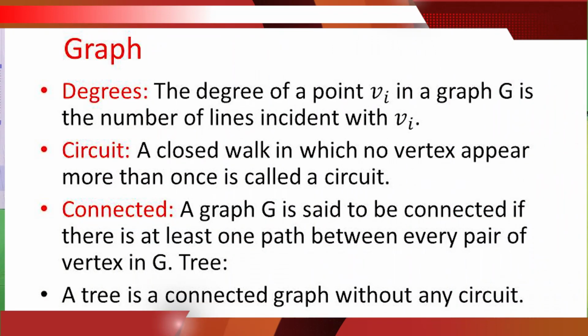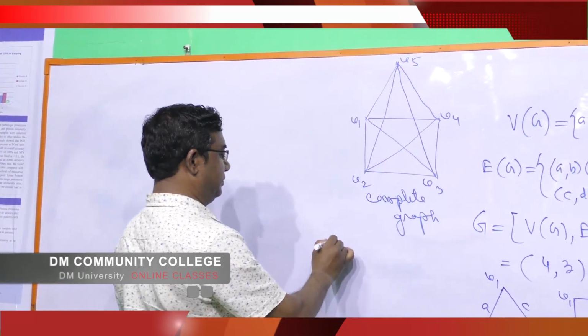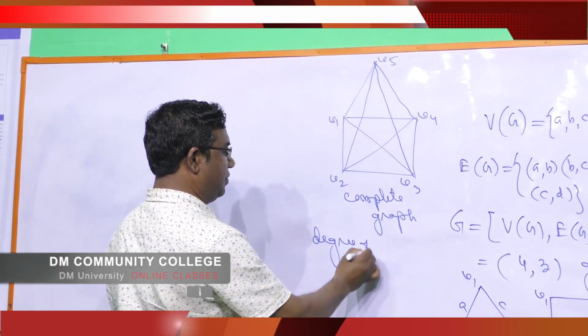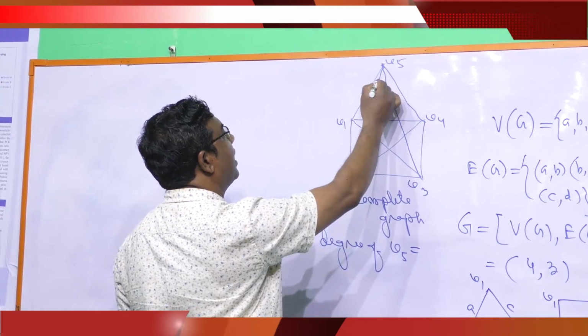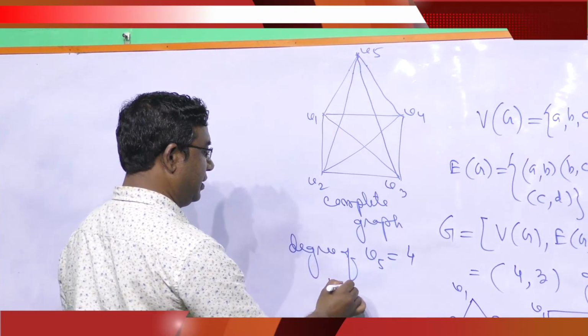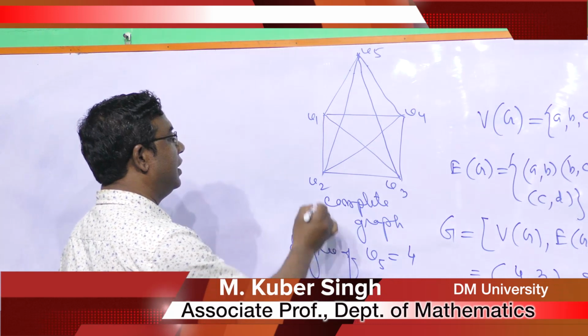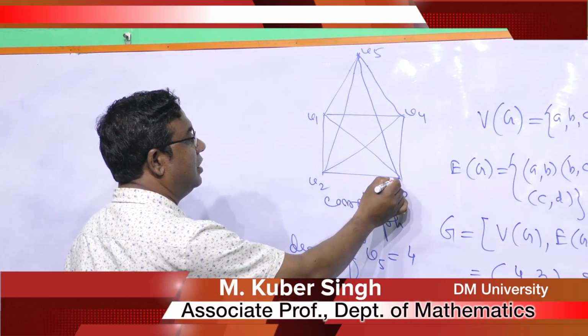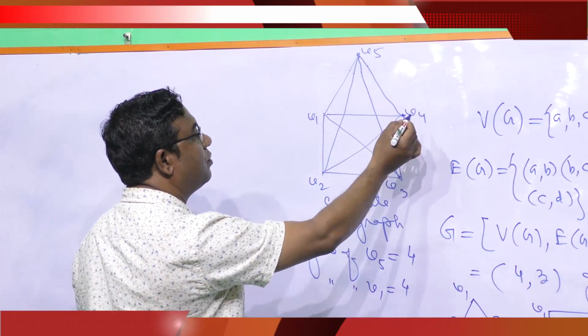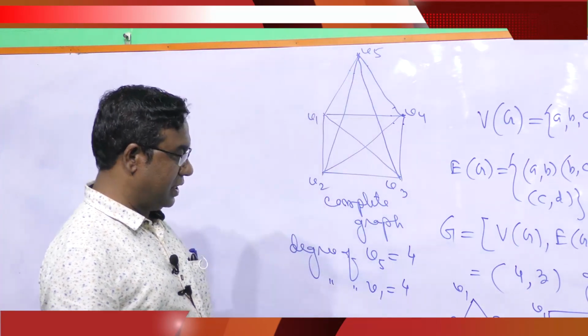Next, degrees. The degree of a point Vi in a graph G is the number of lines incident with Vi. So here, the degree of V5: the number of lines is 1, 2, 3, 4. So the degree is 4. And here the degree of V1 is 1, 2, 3, 4. This is also 4. The degree of V2 is 1, 2, 3, 4. The degree of V3, 1, 2, 3, 4. The degree of V4, 1, 2, 3, 4. All degrees are 4 in this figure.